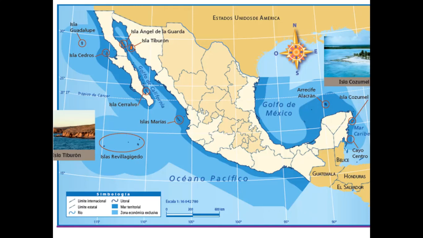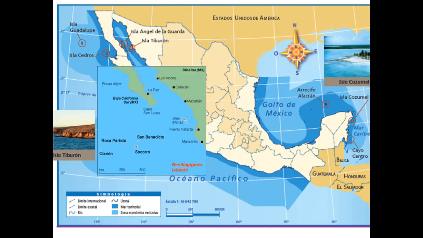Mexico has several islands in its territory, which are very important to keep since they extend our territorial waters in the Gulf of Mexico and the Pacific Ocean. The farthest territories that we have are the Revillagigedo Islands, which are part of Colima. Those are Roca Partida, Clarion, Socorro, and San Benedicto.